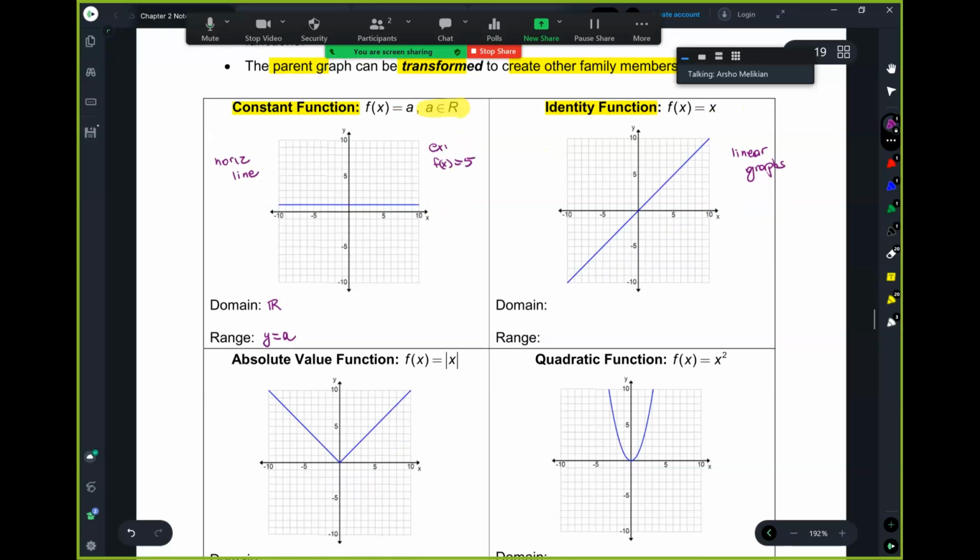Okay, the domain of these is what? All real numbers. And what about the range? All real numbers. Because remember, all of these extend outward in 2 directions.